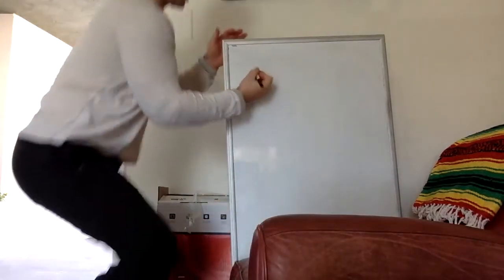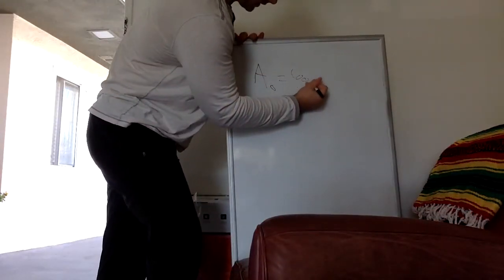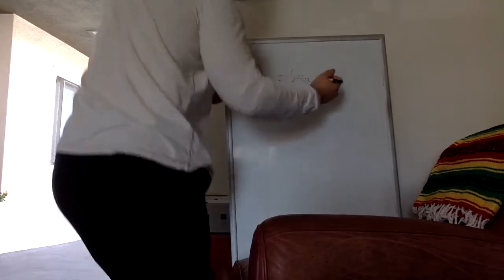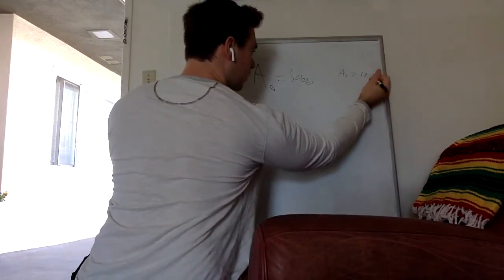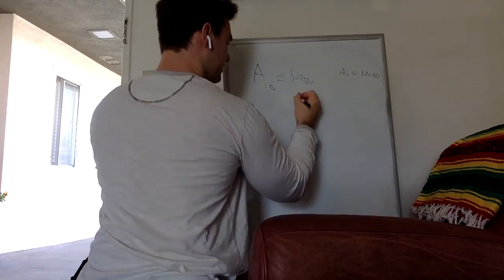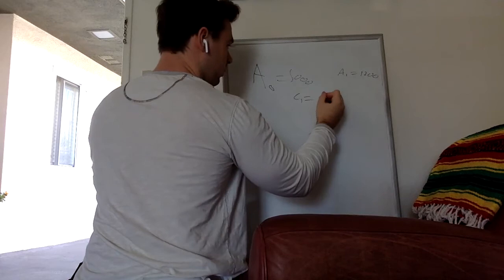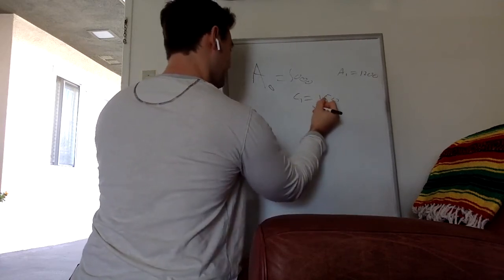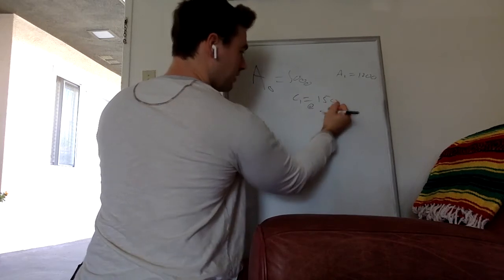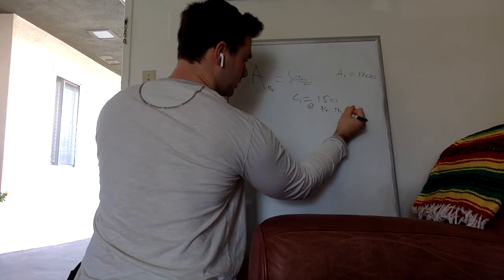Now let's go on with an example. Our A0 is equal to $1,000. A1 is equal to 1,200. C1, we have 1 cash flow, is equal to 150. And C1 occurs at time 3/4, 3/4 through the year.